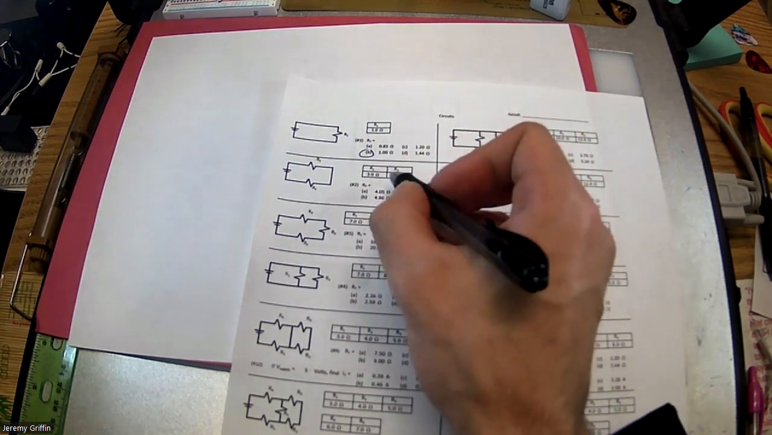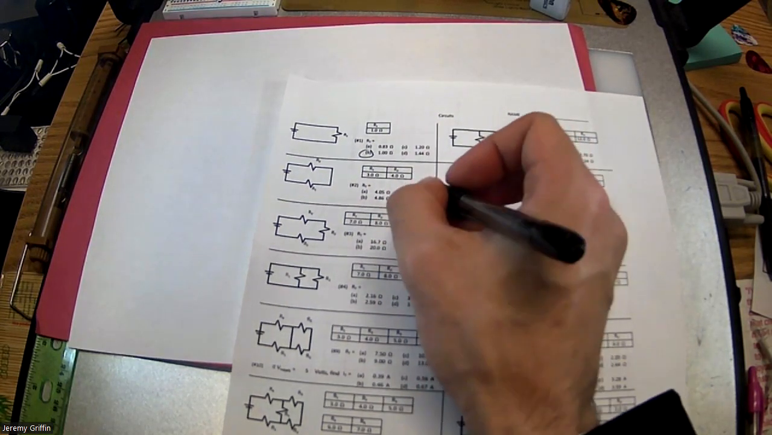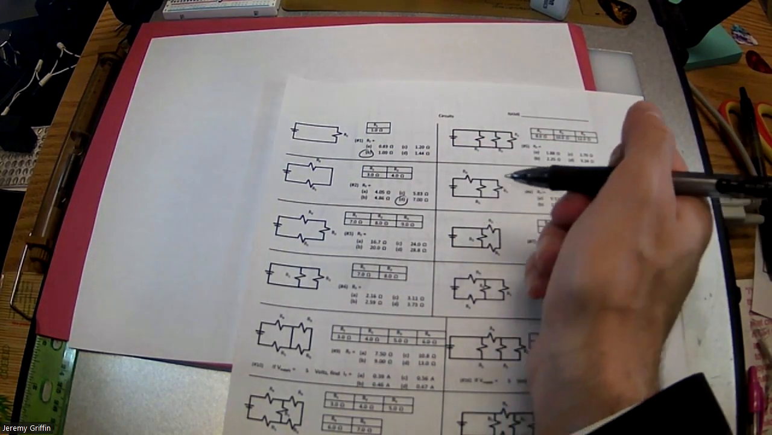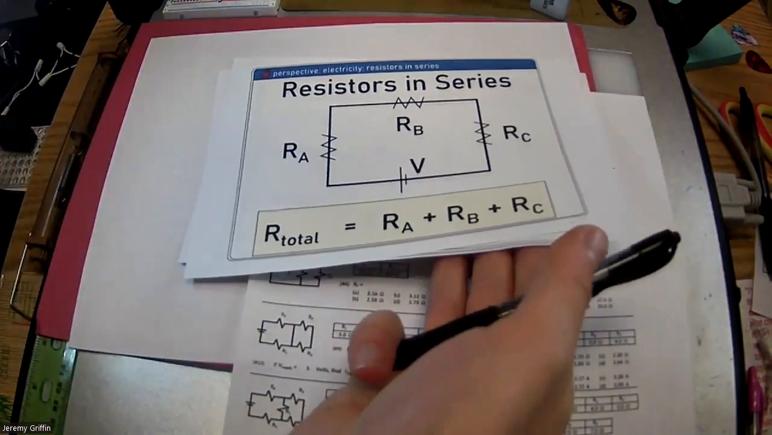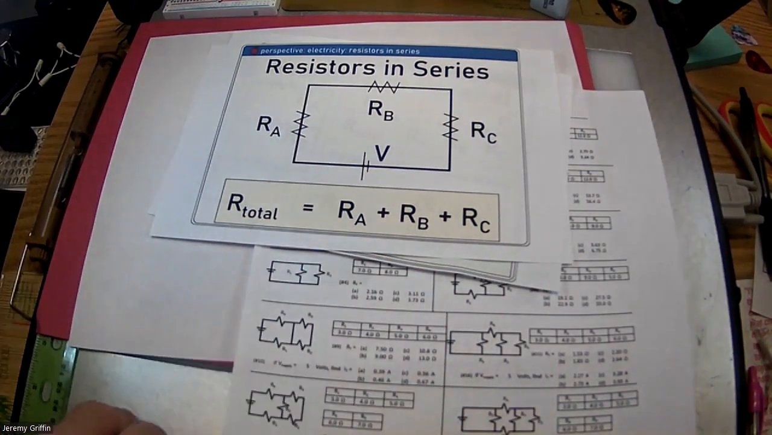Now, if it's series, can I just add these 2 together? 3 ohms and 4 ohms is 7 ohms. Boom, done. Can you guys do that? Series, you just add them together. Bam, that row right there. There were 2 resistors in series, you just add them up.